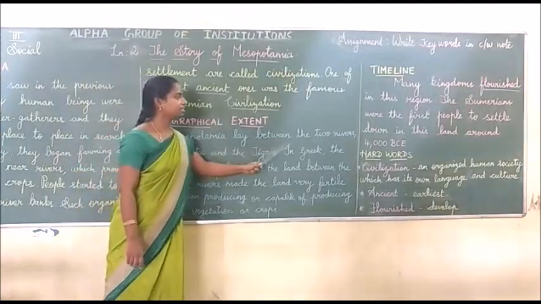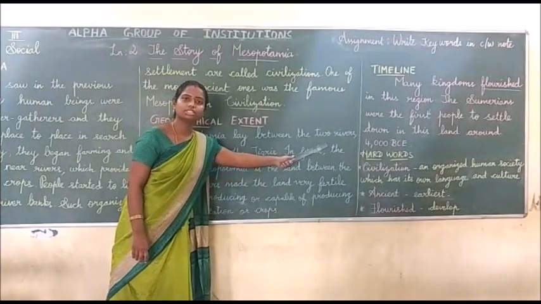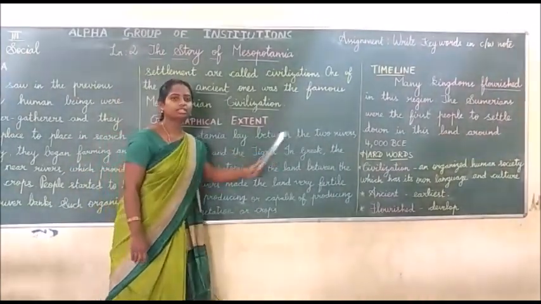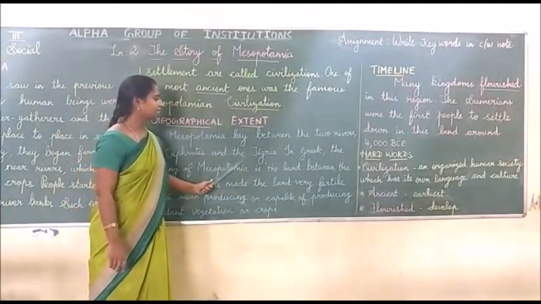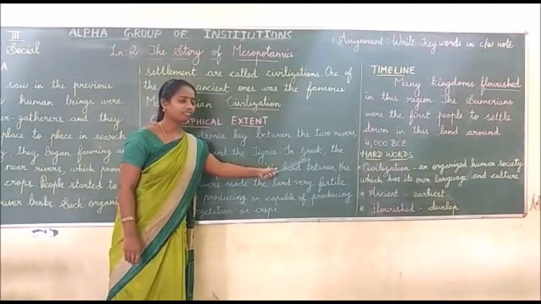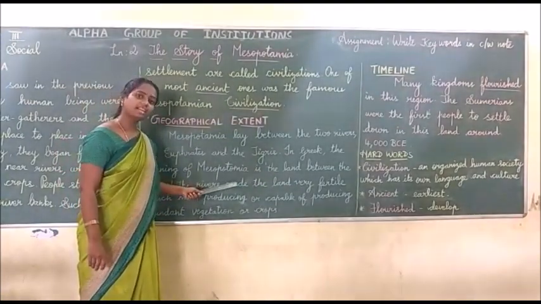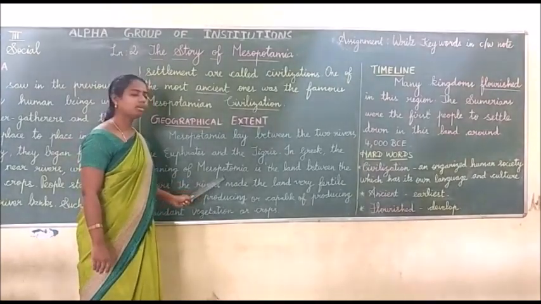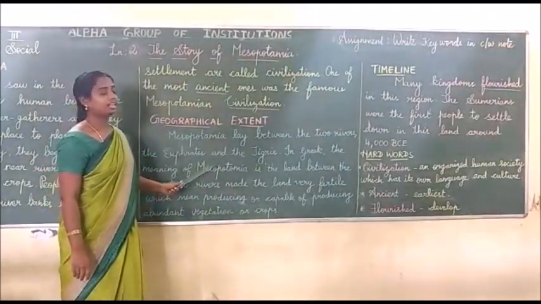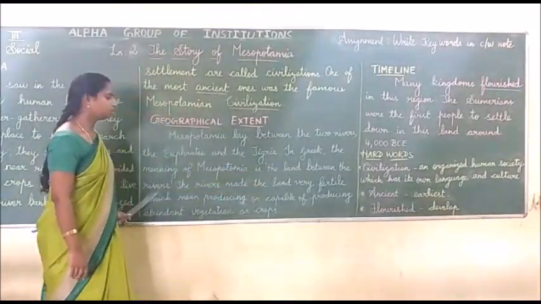Mesopotamia lay between the two rivers, so it is situated between the two rivers. What are the names of the two rivers, children? The Euphrates and the Tigris. In Greek, what is it? Greek is one of the languages. In the Greek language, the meaning of Mesopotamia is the land between the rivers. It is situated between the rivers. So in Greek, the meaning of Mesopotamia is the land between the two rivers.